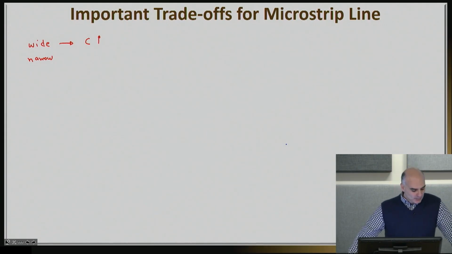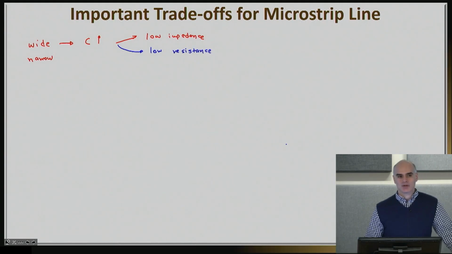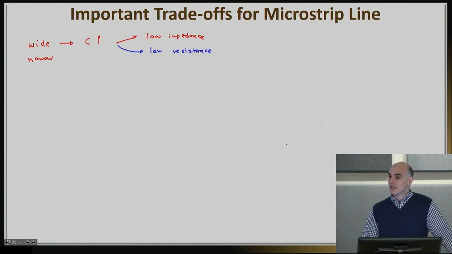And if you get a high capacitance per unit length, you can actually expect two things. One is you will get a low impedance, as we just already saw. But another thing which we haven't discussed much yet is you will also get a low resistance. Why will you get a low resistance? Because now you have a wider strip, and that means you lower the resistance of your line. And that's good. That means low loss.